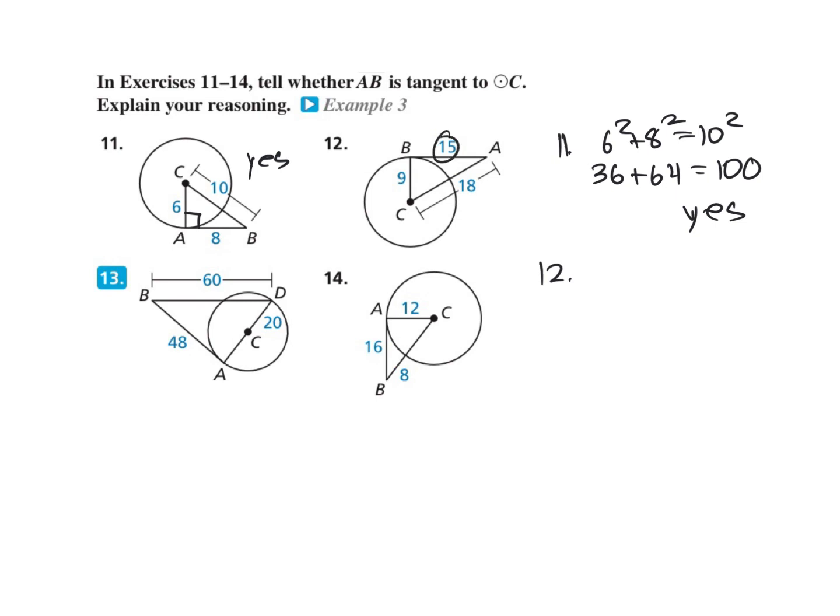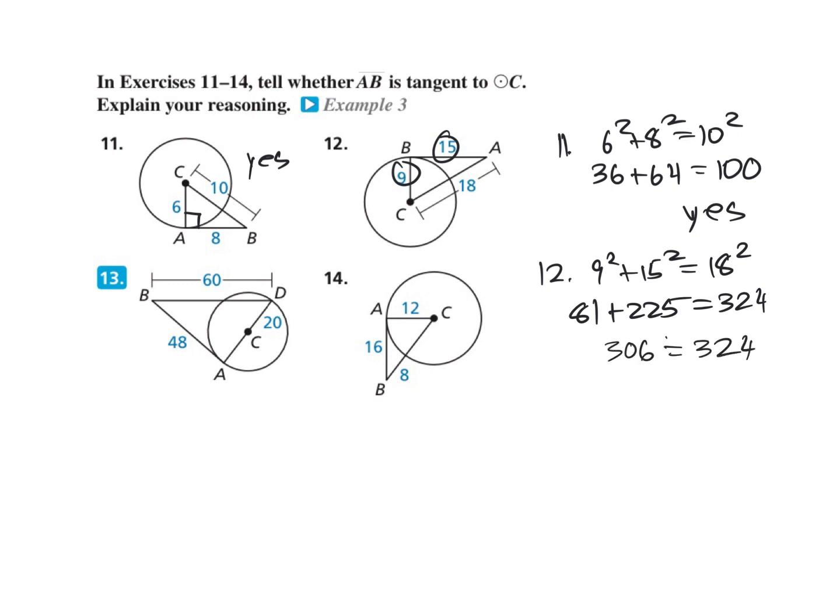Number 12, A and B, so 9 squared plus 15 squared equals your hypotenuse squared. So 81 plus 225 equals 324. Well, 225 and 81 is 306. That is not equal, so no, it's not tangent.